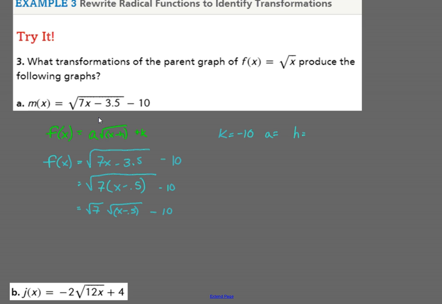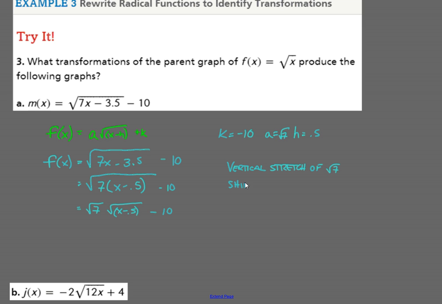So that answers everything. Look at what we have. A, the root of 7, is where that should be. That goes there. My h is 0.5, because it's supposed to be minus. Remember, it's always opposite, so 0.5. So the transformations are, we have a vertical stretch of square root of 7, whatever number that happens to be right there in between 2 and 3.